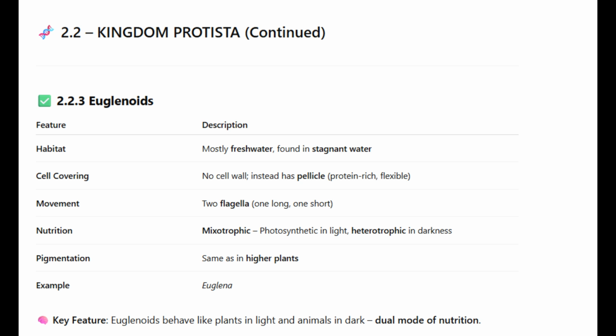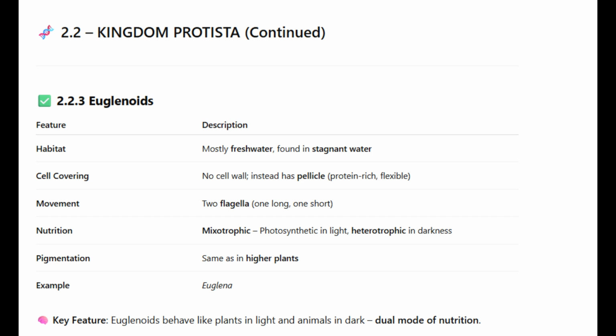2.2.3 Euglenoids. The flexible protists. Let's explore one of the most fascinating groups in the kingdom Protista, the euglenoids. These organisms are commonly found in freshwater habitats, especially in stagnant water like ponds and ditches. Unlike plant cells, euglenoids do not have a rigid cell wall. Instead, they have a pellicle, a flexible protein-rich covering that allows their body to twist and turn.